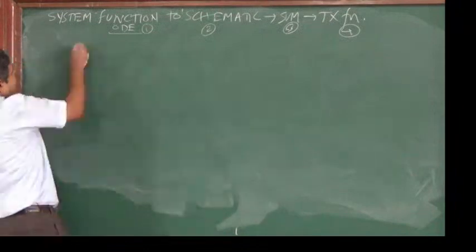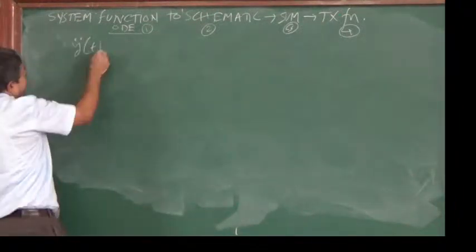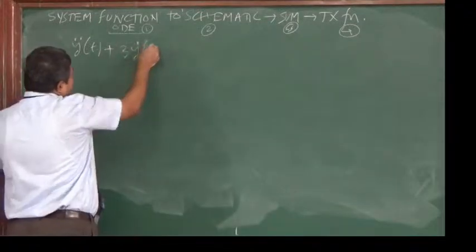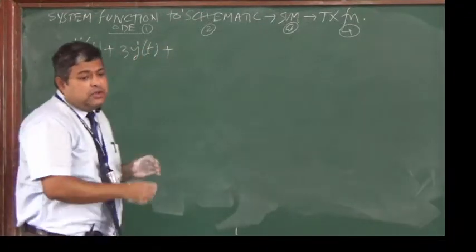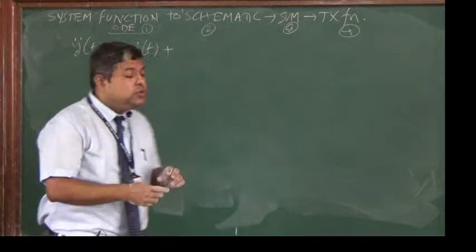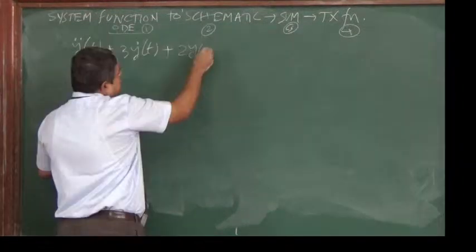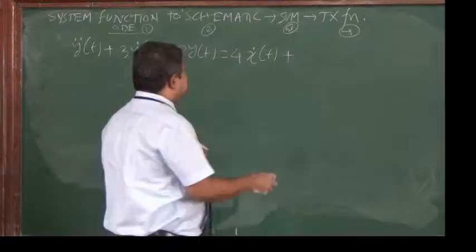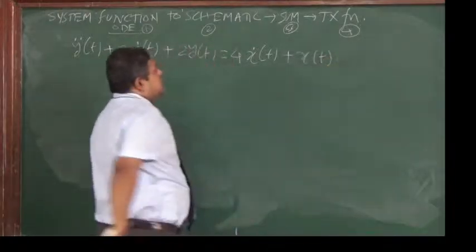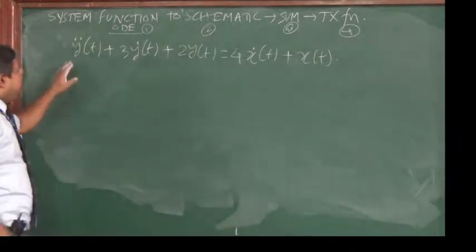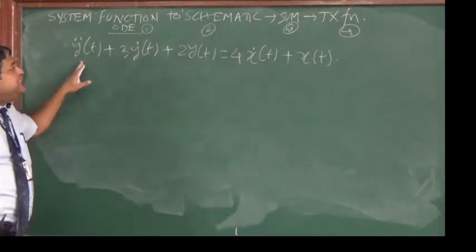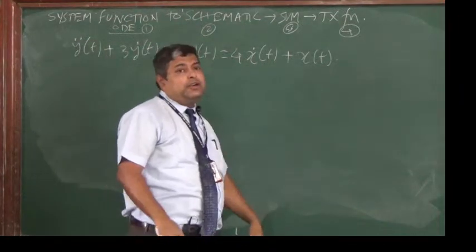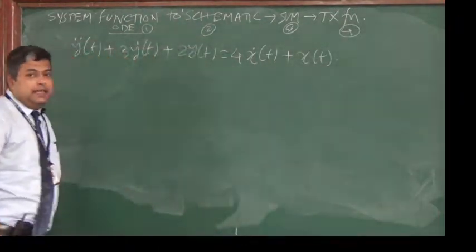So it is given as y double dot t plus 3 y dot t plus 2y(t) is equal to 4 x dot t plus x(t). This is what it is. Okay. So this is the output side. This is d2y(t)/dt2. This is 3 dy(t)/dt. This is 2y(t) is equal to 4 dx(t)/dt and x(t).